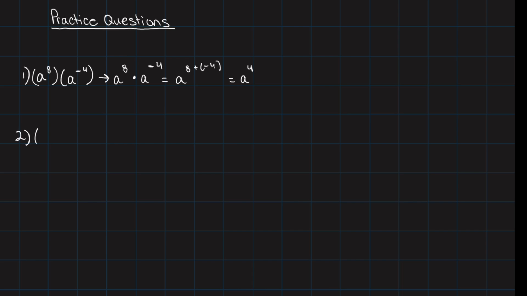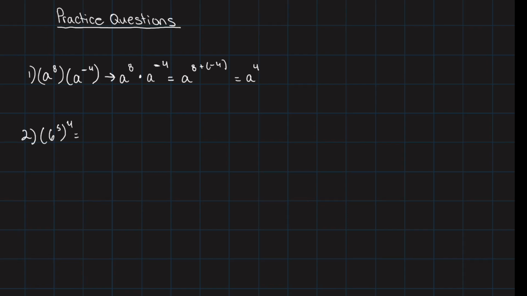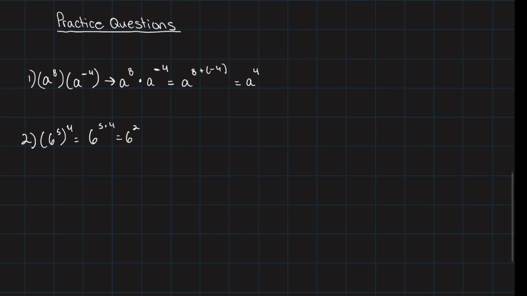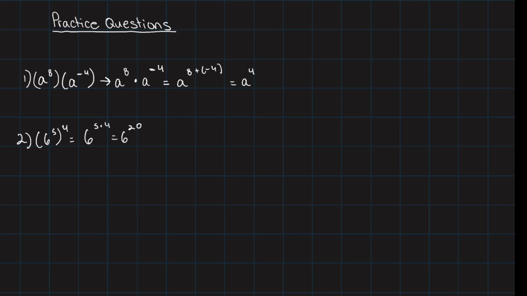Let's say we have 6 to the power of 5, all to the power of 4. So then these exponents will multiply. So this will end up being 6 to the power of 5 times 4, which gives us 6 to the power of 20.